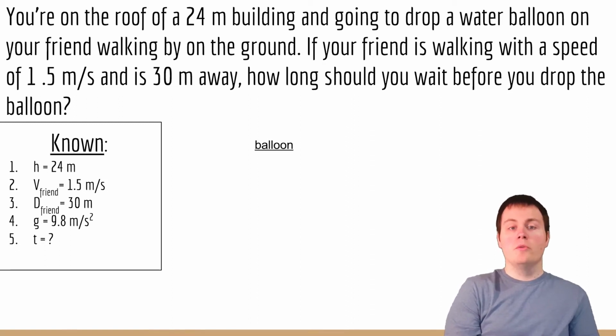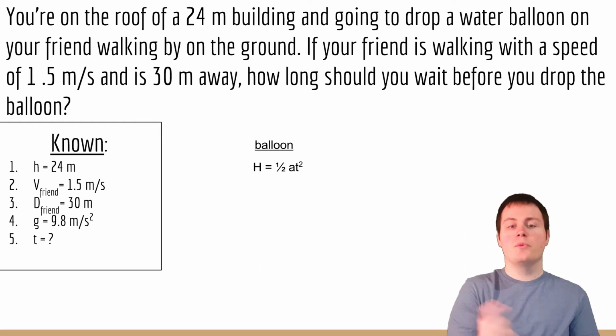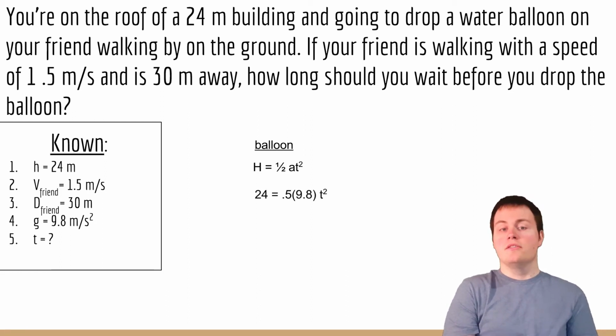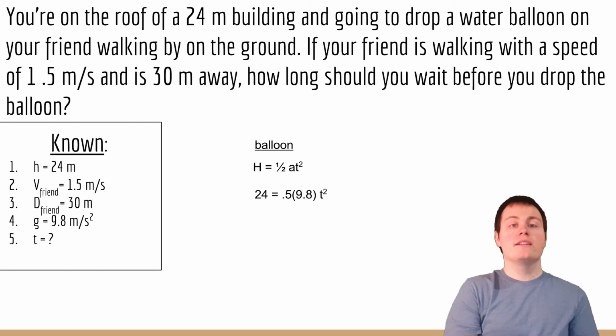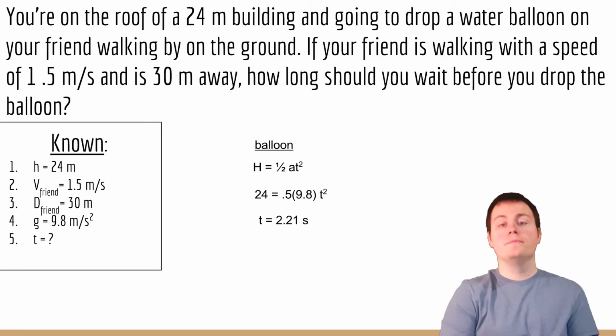To solve for time, we're going to use the same equation we've been using in most all the other videos. H is equal to velocity times time plus 1/2 at squared. In this case, since we know we dropped it and there's no initial velocity, I just went ahead and erased that. Then all you have to do is just plug in the variables that we already know, and then we solve for time, and we get time is equal to 2.21 seconds for the balloon to drop from the top of the building all the way to the ground.